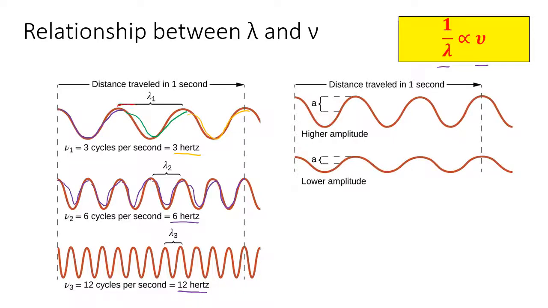Since the wavelength is measured by the peak-to-peak distance, we can see that when the frequency was 3 hertz, our wavelength was rather long when we went from peak to peak. When our frequency was 6 hertz, our wavelength got a little bit smaller from peak to peak. And then when our frequency was 12 hertz, our wavelength was incredibly small. That shows the inverse relationship between frequency and wavelength.